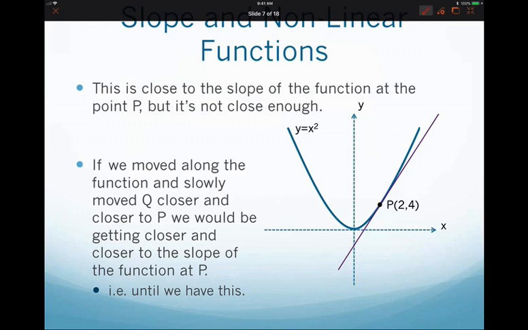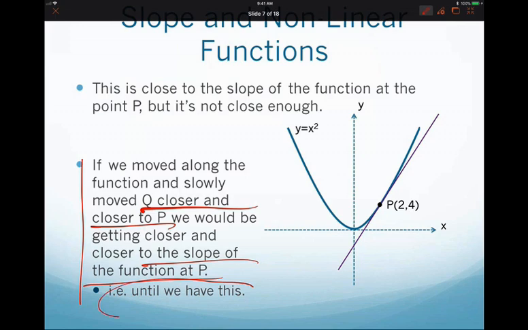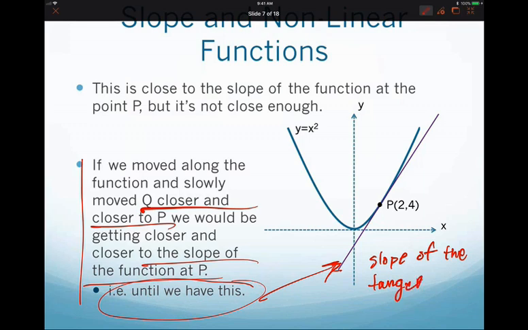We're essentially going to move Q closer and closer to P until we get to the point where the slope of the function at P is the slope of that line. Until we essentially have this. That's supposed to be an arrow. The slope of the tangent line. I'm going to work on my handwriting because I've just consumed large quantities of coffee. All right, so that's what we're working towards here.